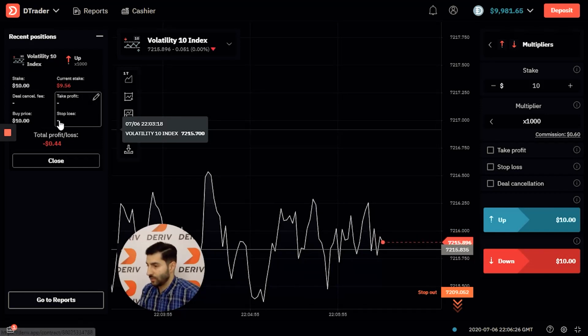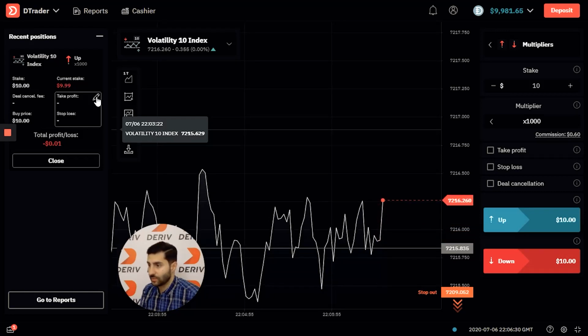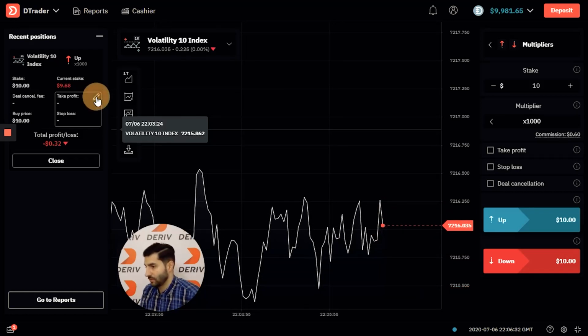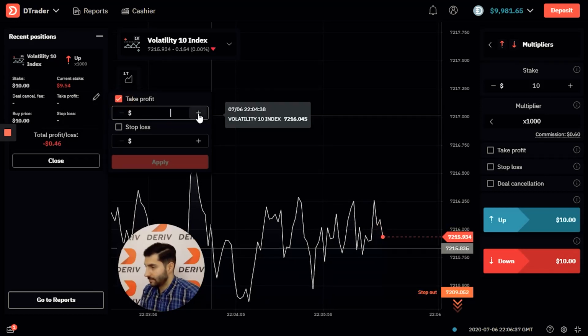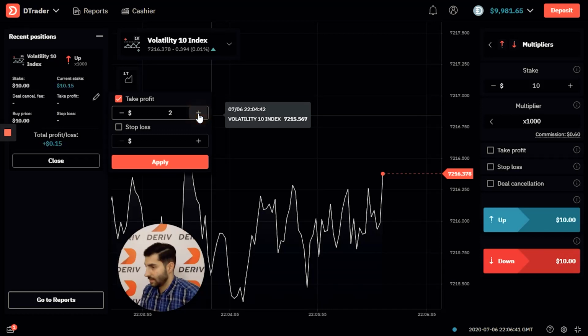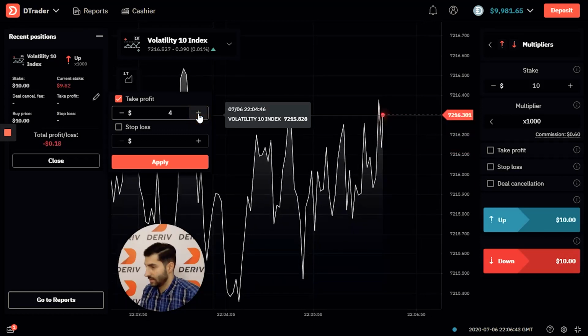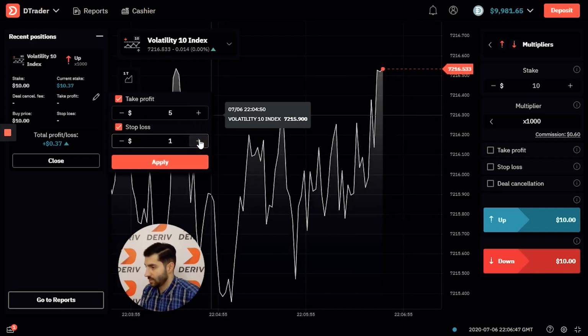I started the contract without any features turned on, but let's say I wanted to leave my PC, or let's say I want to take the whole emotional factor out of this. I can now still add in a take profit limit, or set in a take profit. And I can do the same with a stop loss.